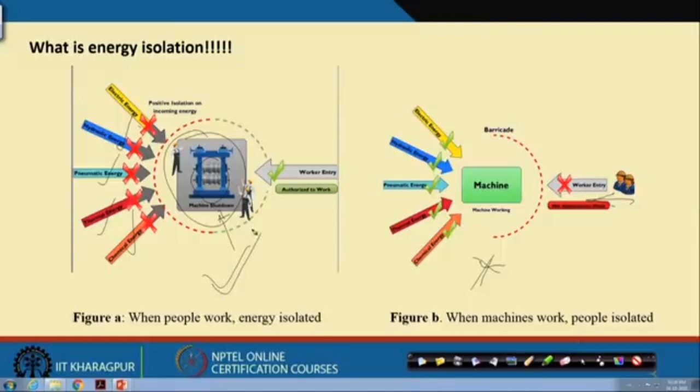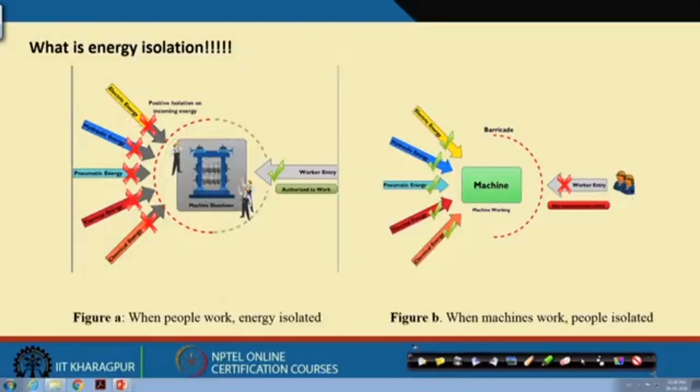when people are going to work on the machines, how do you make energies positively zero? That is called energy isolation. That is called positive energy isolation. That is called isolation. All these terms are the same. People talk about these terms differently.